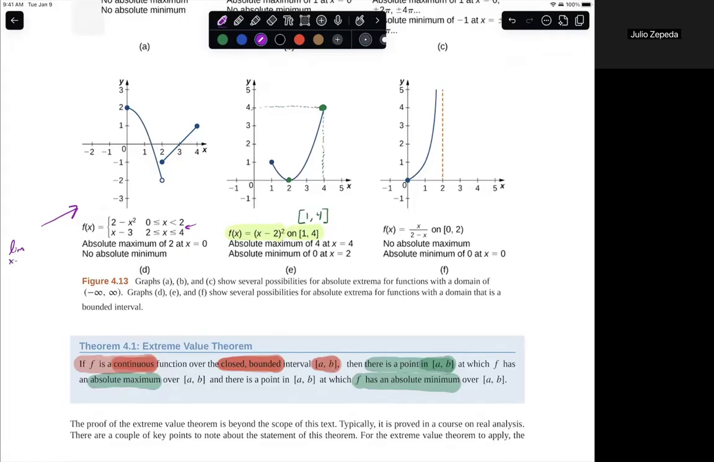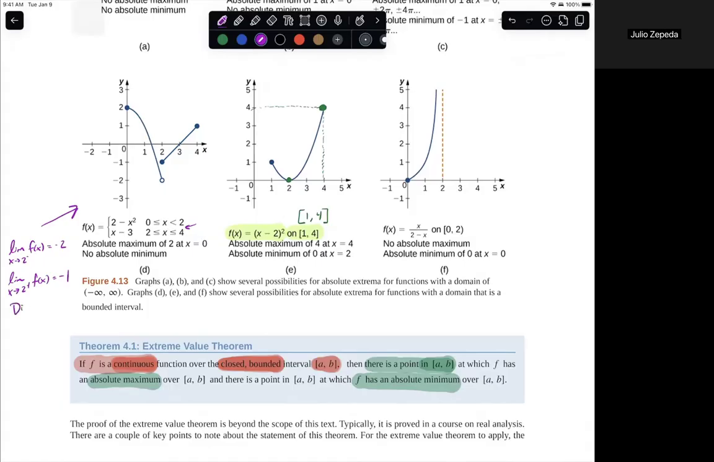Okay, we can see that the limit as x approaches 2 from the left-hand side of this function is -2, and the limit as x approaches 2 from the right side of this function is equal to -1. Since these limits are different, then we have a jump discontinuity. That's something we've talked about before.